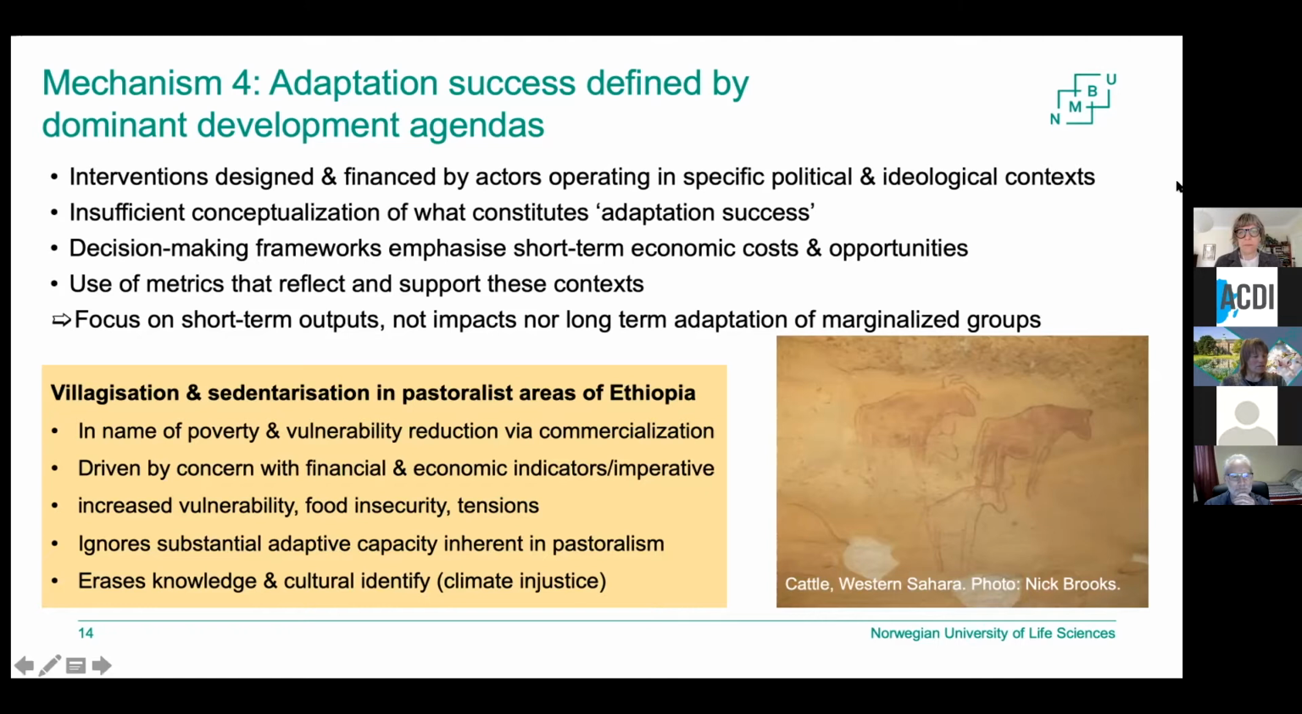And these interventions are also often assessed using metrics that originate within or support these existing agendas. So basically, there's a poor conceptualization of what adaptation success is, and the goal itself is then assessed through metrics that are very close to the type of metrics that you used to have for development success. And so you come to entrench what you're doing rather than to actually rethink what adaptation success is and what you should be doing instead.